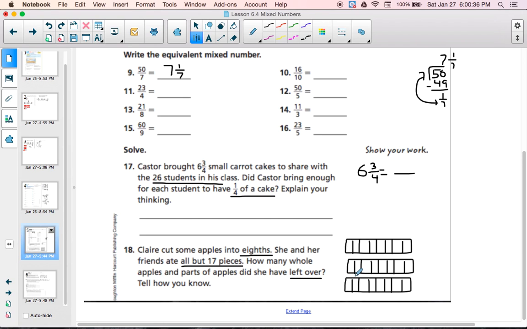Okay, so if there were 17 eighths left over, right? 17 eighths. Color these in until you've colored in 17 of them and see if you can change that into a mixed number. Okay, how many whole apples and parts? So change this into a mixed number.